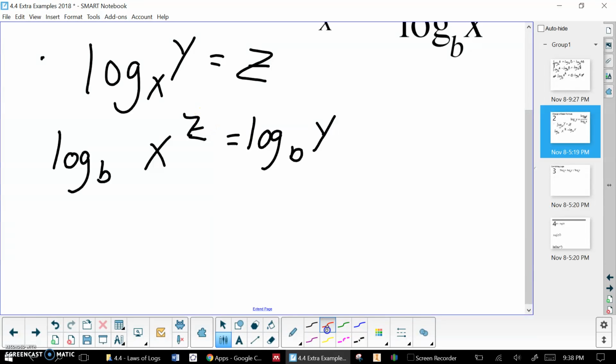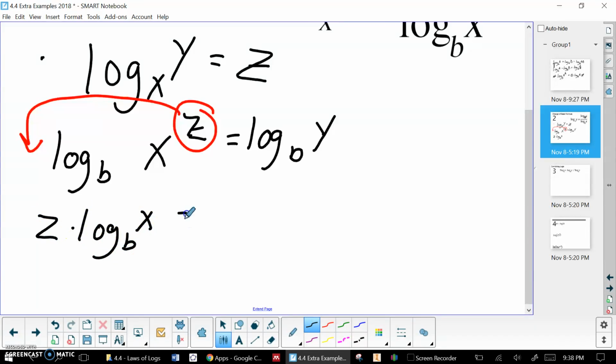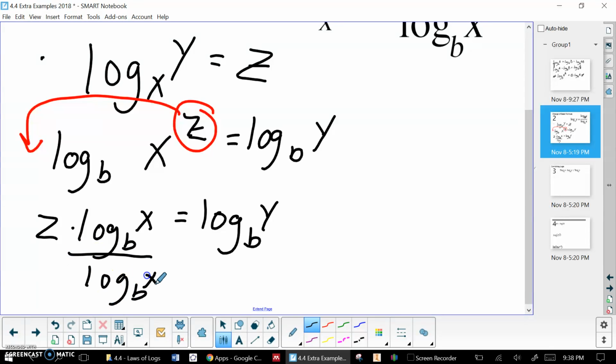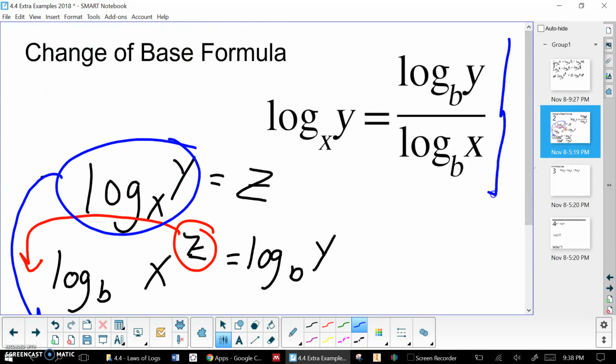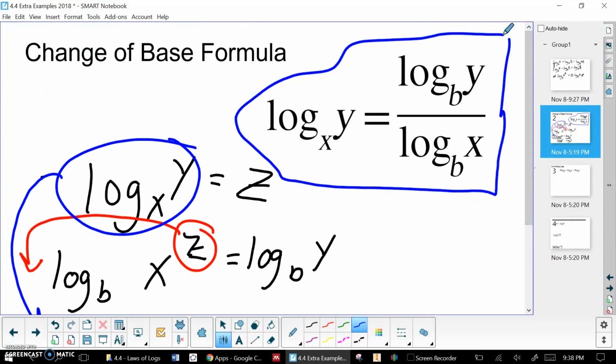Now we use our properties of logarithms here to say that this z can move down and become a multiple. So now I have z times log base b of x is equal to log base b of y. And now I can just get that z by itself by dividing both sides by log base b of x. And so you'll see here, z, which was originally log base x of y, is equal to log base b of y over log base b of x. That's going to be a really, really good one to know. It's going to come up quite a bit in a lot of these problems that we're going to do.